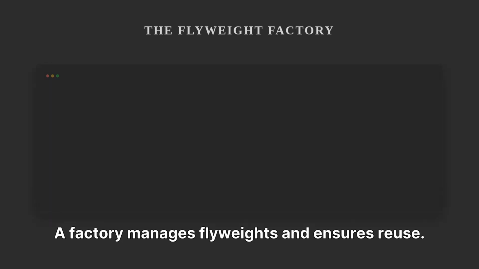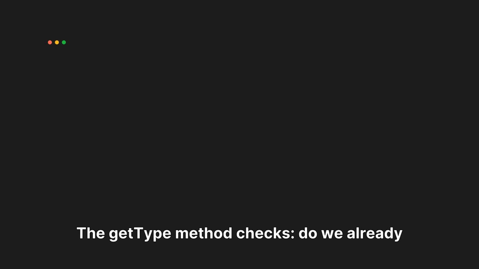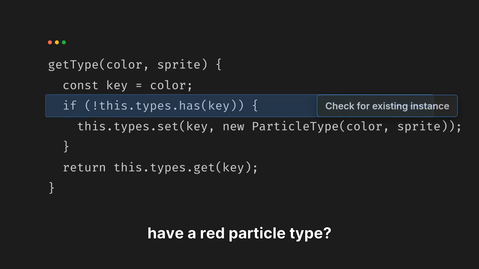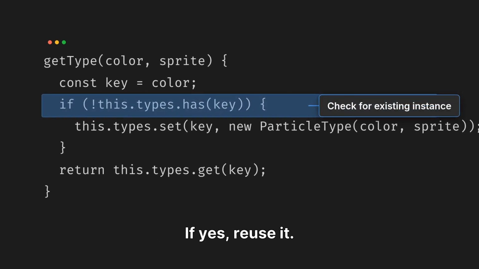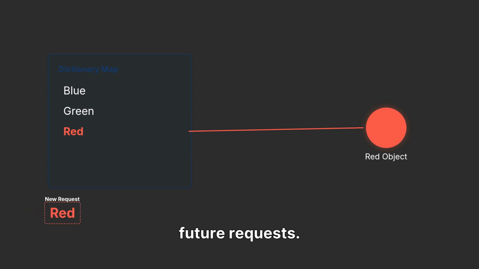A factory manages flyweights and ensures reuse. We start with a private map called types. The getType method checks: do we already have a red particle type? If yes, reuse it. If not, it creates a new one and caches it in the map for future requests.